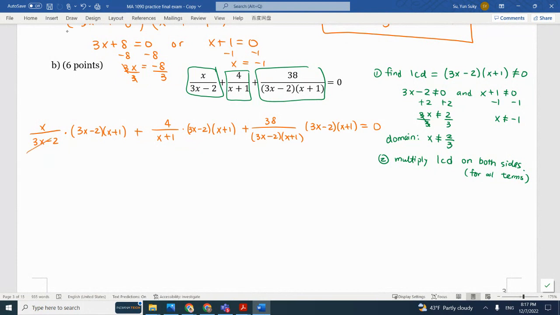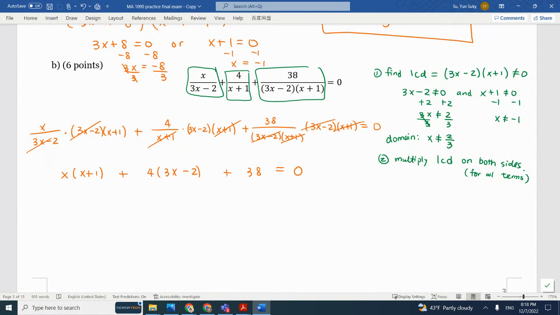And then we can cancel. What's left? Okay, look at the first term. We have x times x plus 1 left. Second term, we have 4 times 3x minus 2. And the third one, we have 38. Oh, that's it. 38 equals 0.